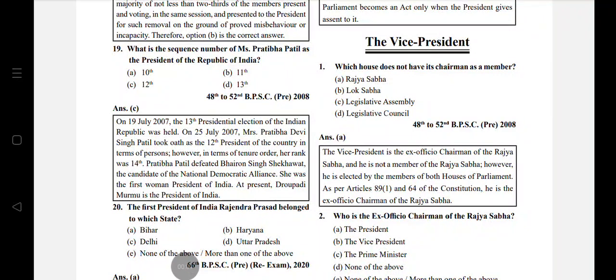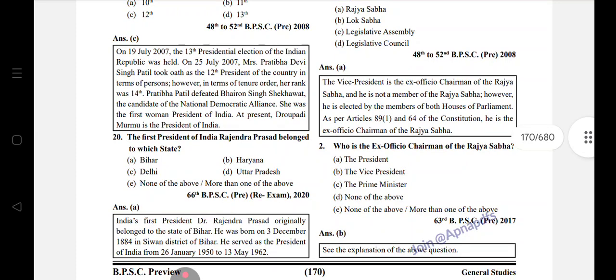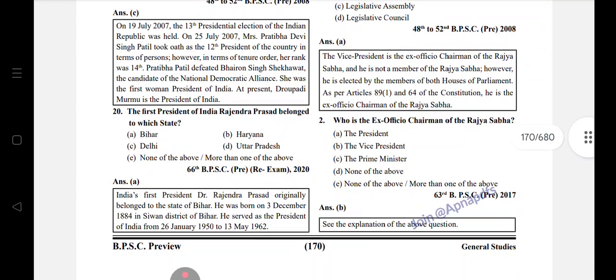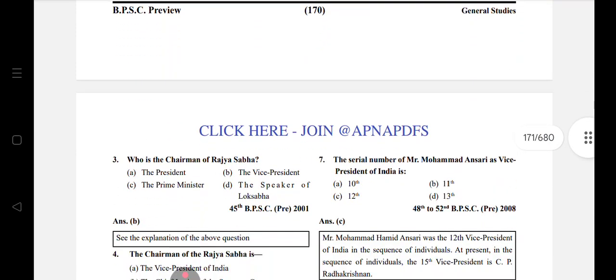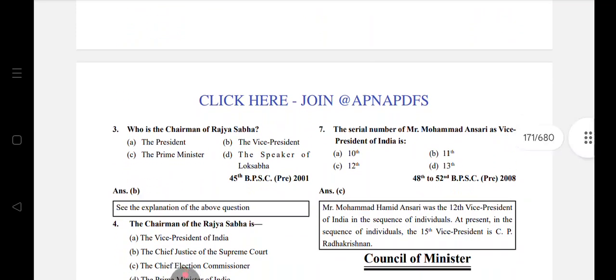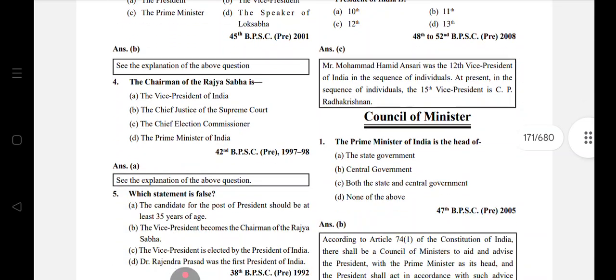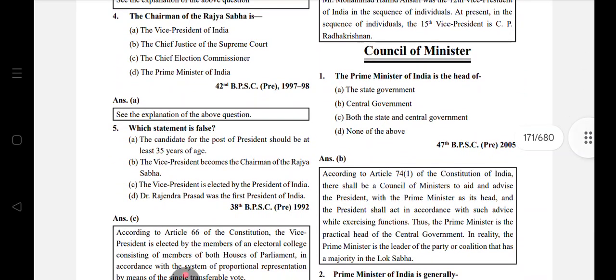Which house does not have its chairman as a member? Rajya Sabha. Ex officio chairman of Rajya Sabha, Vice President. Who is the chairman of Rajya Sabha? Vice President. Chairman of Rajya Sabha, Vice President of India. False. C. Vice President is elected by the President of India.